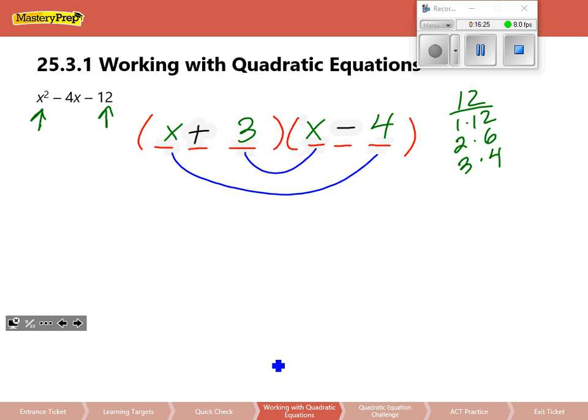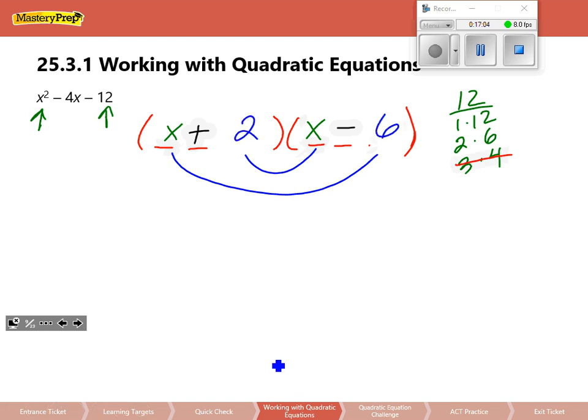X times negative 4 would be negative 4x. 3 times x is going to be plus 3x. And negative 4x plus 3x would be negative x. Is that the middle term we wanted? No. Now, we could switch the 4 and 3, but that's really just changing the signs. It's not going to give us something different. So instead of 4 and 3, let's try the next one.